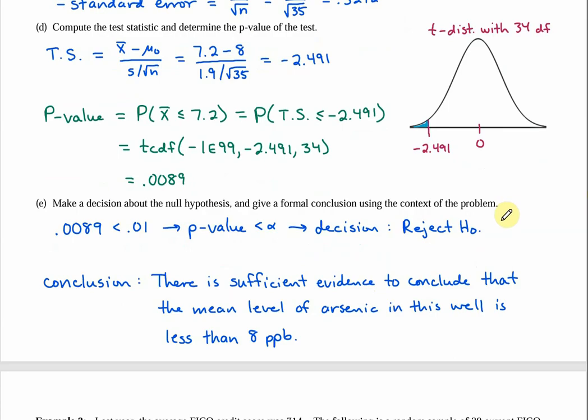So the p-value is less than alpha. Even if we have a different alpha, this still works the same way. If the p-value is less than alpha, you're going to reject the null. Otherwise, you're not going to reject the null. So here, we are going to reject the null. And that would mean that there is sufficient evidence to conclude what's in the alternative for the conclusion. The alternative was that the well was safe, so the mean level of arsenic in that well is less than 8 parts per billion.